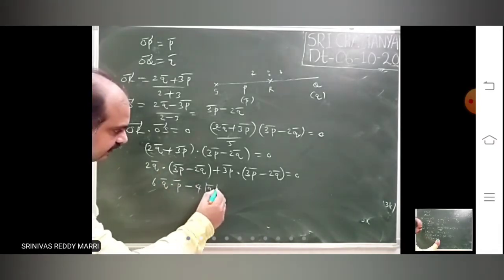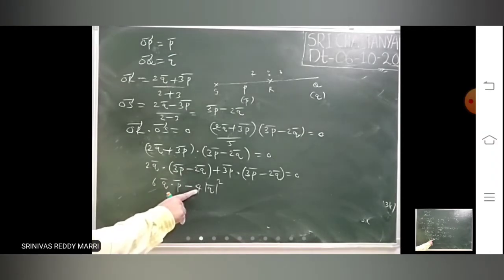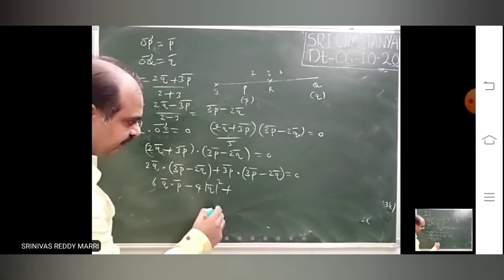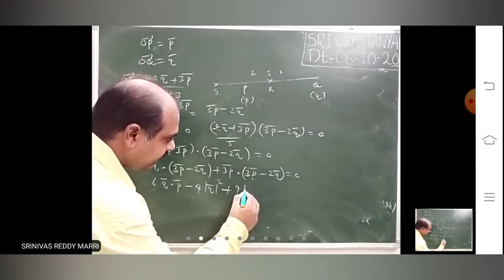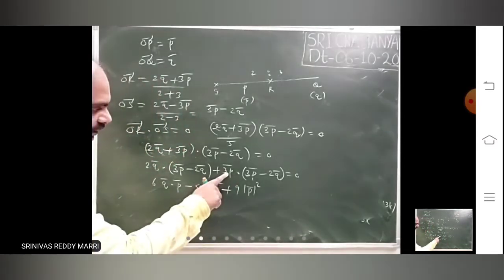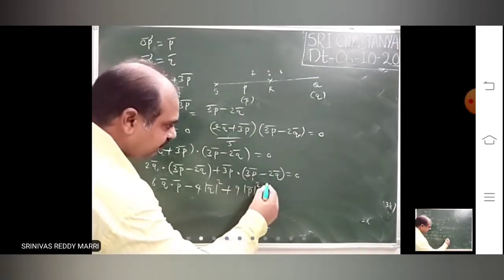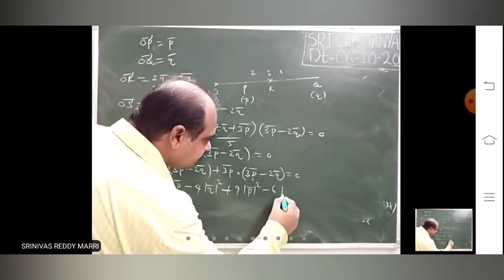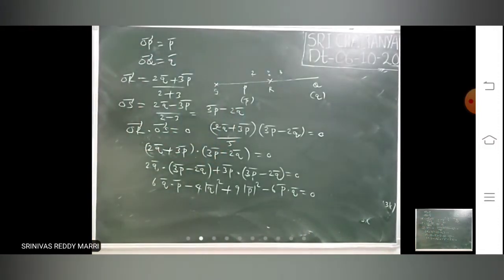Q is nothing but modulus Q bar square. Q dot Q, now only I told 2, this minus 2 constant I have written outside. Q dot Q is nothing but modulus Q bar square. Plus 3 into 3, 9. P dot P is nothing but modulus P bar square. So look at 3P bar dot minus 2Q bar, 3 into minus 2, minus 6 into P bar dot Q bar equal to 0.